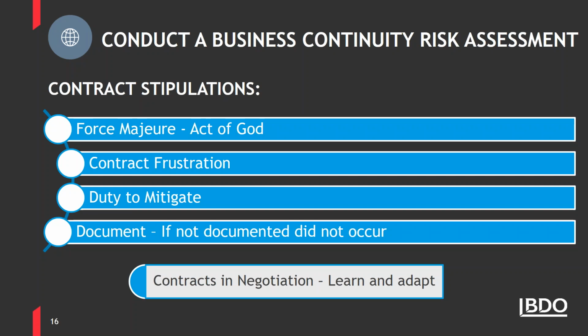From a notice perspective, check and carefully follow the notice requirements of the contract. Prompt notice of a possible delay is likely required in order to be protected by a force majeure clause.